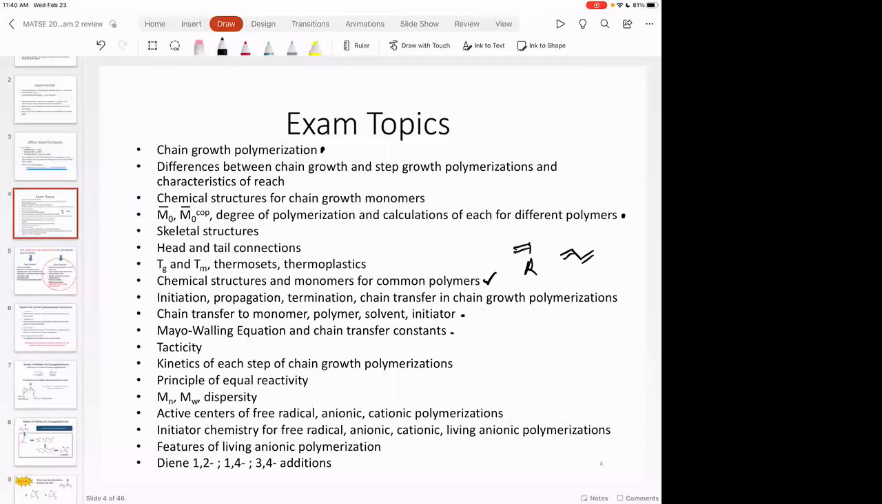Now, we did study 2 different types of chain transfer to polymer cases for free radical polymerization, right? And so in free radical polymerization, how can we get chain transfer to polymer? What are the two modes?